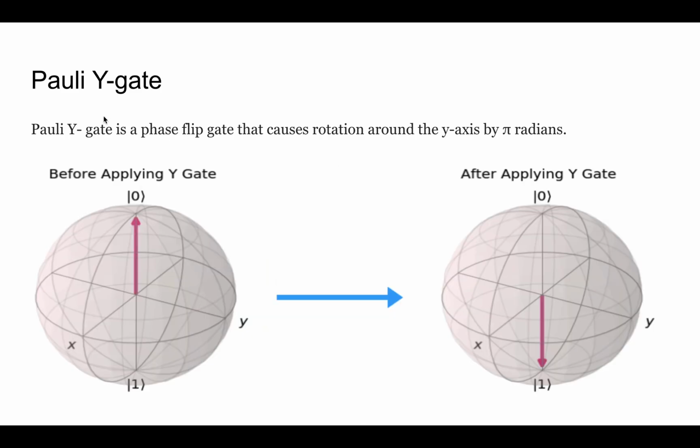Now we'll talk about the Pauli Y gate. Like the Pauli X gate, it's a phase flip gate, but this time, instead of causing rotation around the x-axis, the Pauli Y gate causes rotation about the y-axis by pi radians. This is the Bloch sphere, and we see that the arrows got reversed because it's rotated around the y-axis by pi radians, which is just rotating by 180 degrees. This is before applying the Pauli Y gate, and after performing it, the arrows get rotated by 180 degrees, or pi radians.